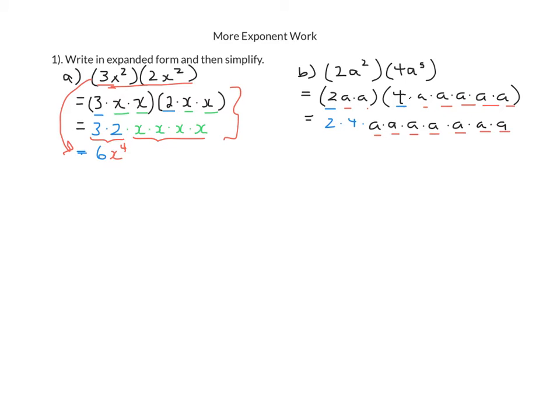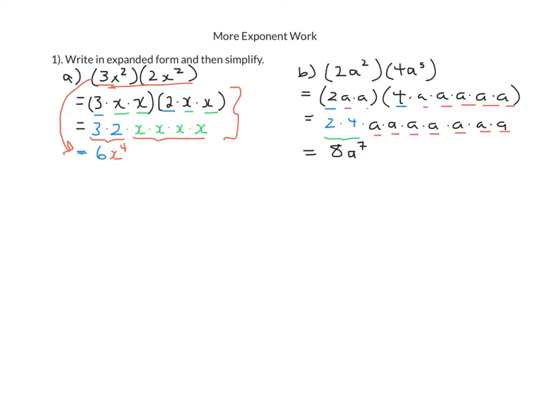Now what we're going to do is simplify that. We're going to take that 2 and multiply the 4 together, and that's going to give us an answer of 8. 2 times 4 is 8. And then all together here I have 7 a's being multiplied. That means I have 7 factors of a, or a to the exponent of 7.